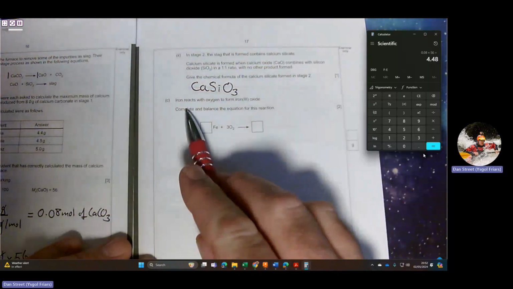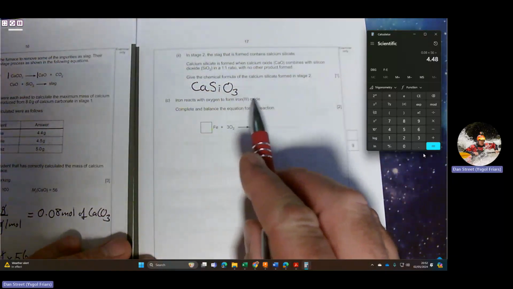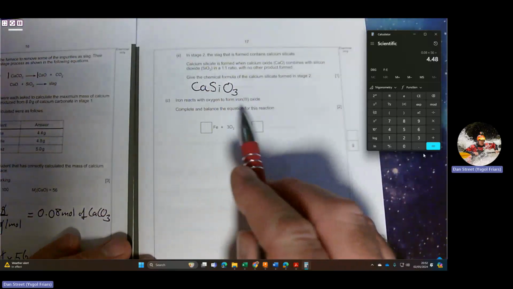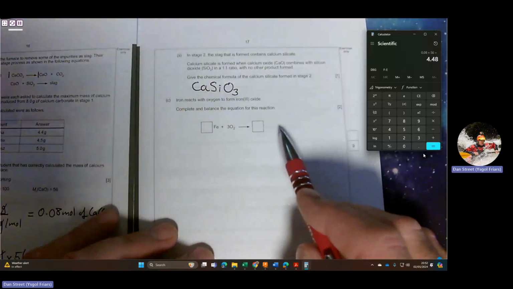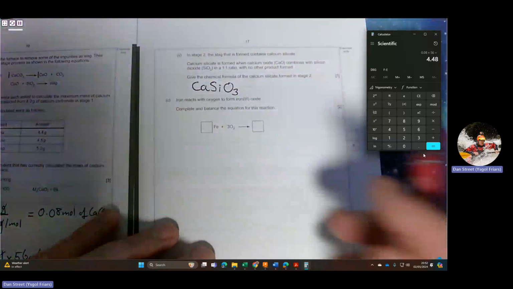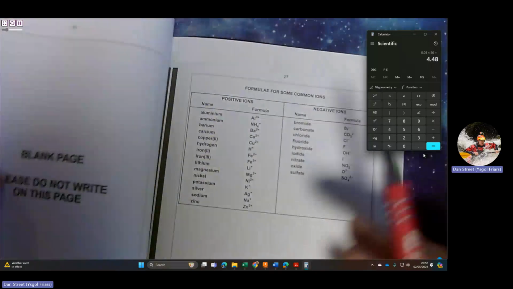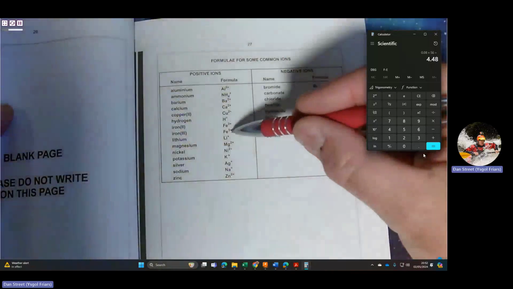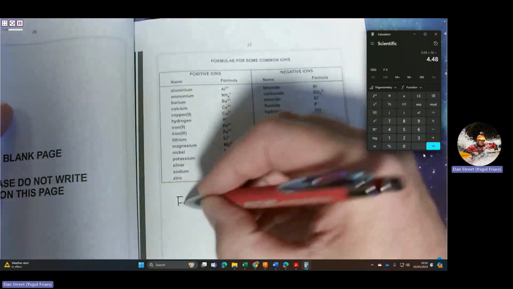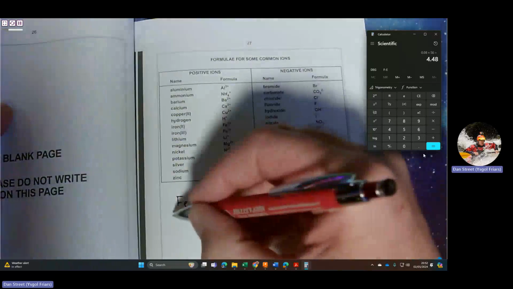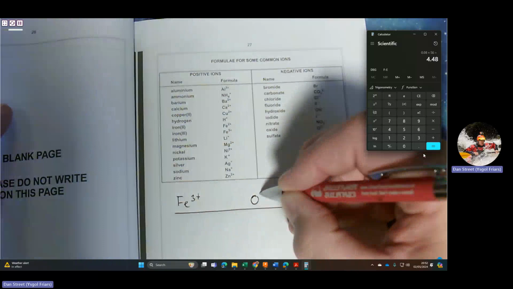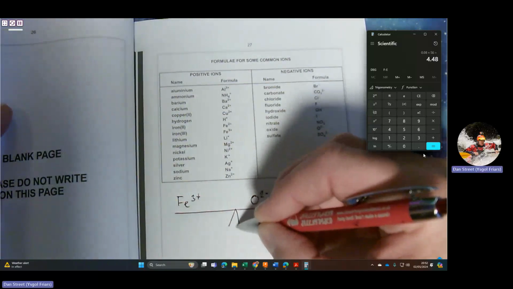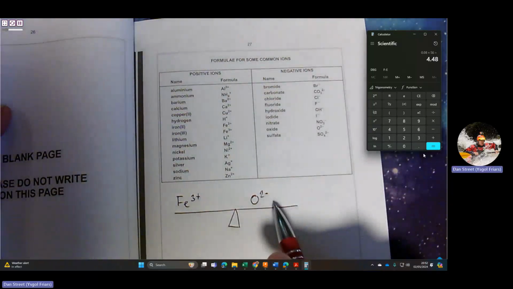Iron reacts with oxygen to form iron 3 oxide. Complete the balanced equation for this reaction. We've got a couple of balancing boxes, but initially, more significantly, we've got a formula to discover. Just to double check, we can look at our table at the back and find iron 3, which is Fe3+, and we can find our oxide, which is O2-. To work out the formula, we need to work out how many of these we need to balance how many of those.